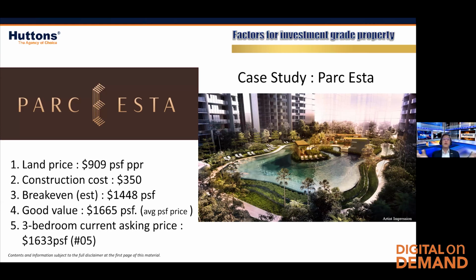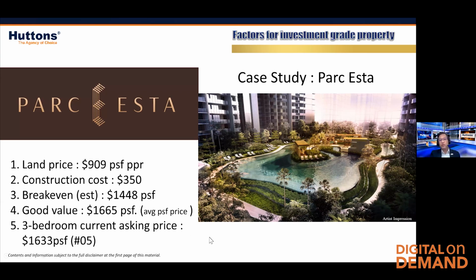You take a look at my example just now. When I bought a 3-bedroom and a 2-bedroom Trivesta, the price difference is a lot. But to give you a gauge, an average per square foot price, this is probably what we're talking about. The last time I checked a couple of days ago, a 3-bedroom current asking price on the 5th floor is about 1633 per square foot. So it's very reasonable.